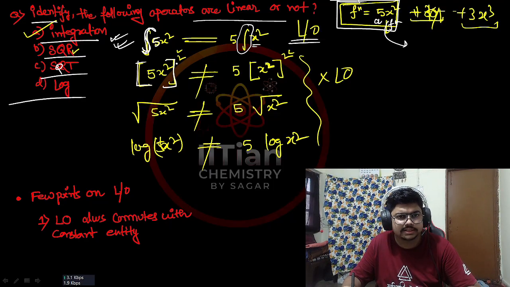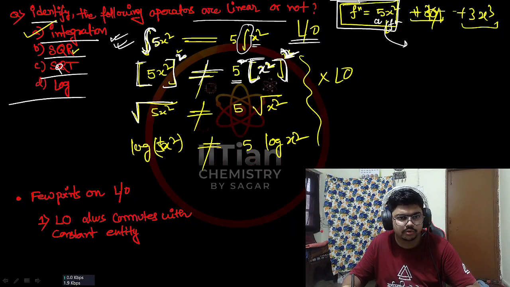5x square. Will this square operate on 5x? Can you write it like this, where the constant will be outside, and the operator, this third bracket and square, that is the square operator, will operate on x square? This is not true, right? This is not true, we know that, because actually the solution comes 5x square.